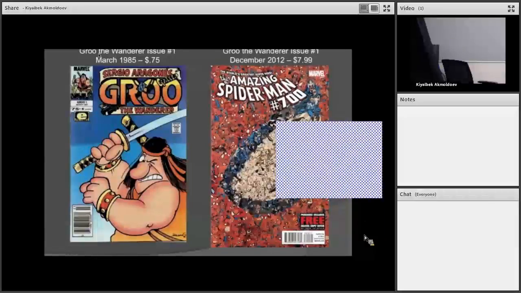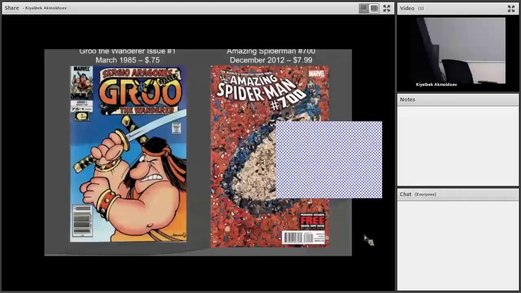So I have an issue here of a comic book that I used to have called Gru the Wanderer. It was one of my favorite comics. The very first issue of Gru that was released back in 1985 sold for 75 cents. So we fast forward to 2012, and The Amazing Spider-Man number 700 sells for $7.99.